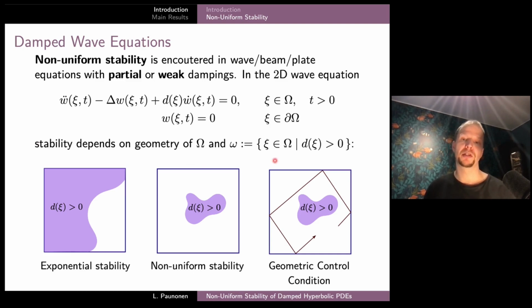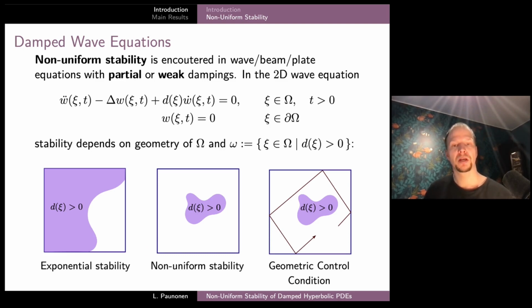damping region, which is defined as the region or the set where the damping function gets non-zero values. And roughly speaking, if the damping region is relatively large in a suitable sense, then the equation is exponentially stable. And on the other hand, if it's relatively small, then the equation is known to be non-uniformly stable.